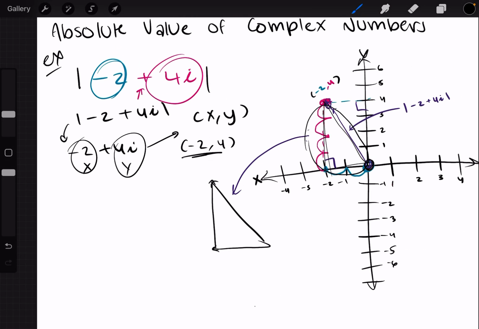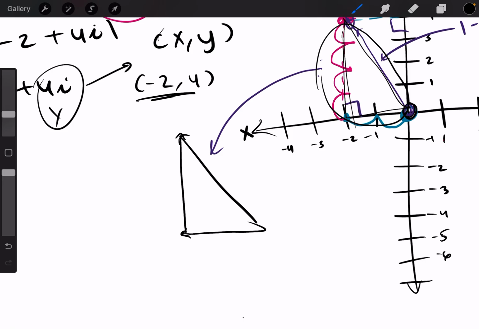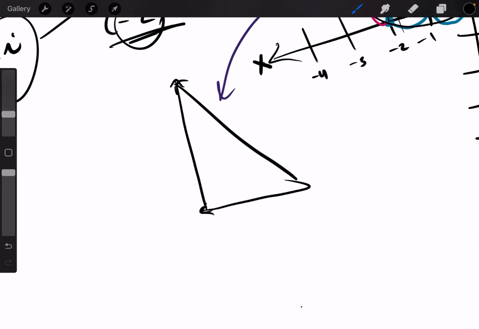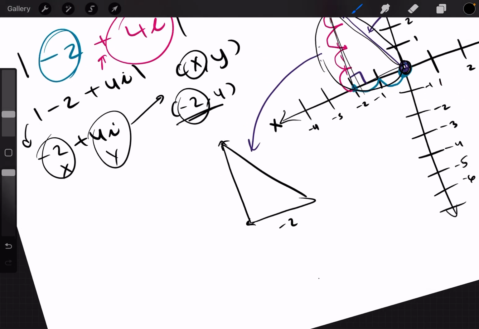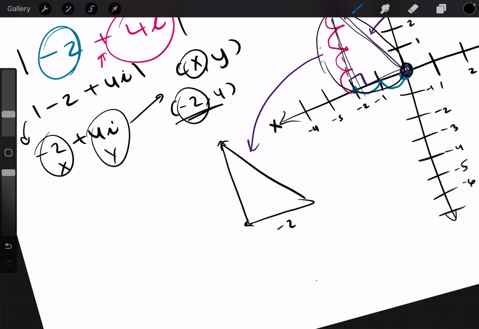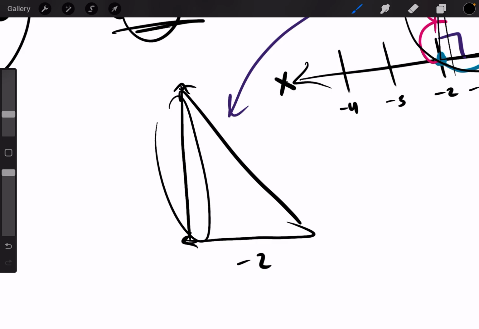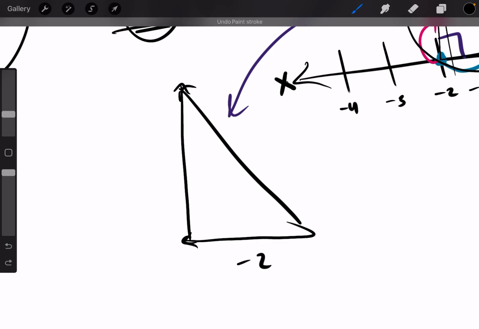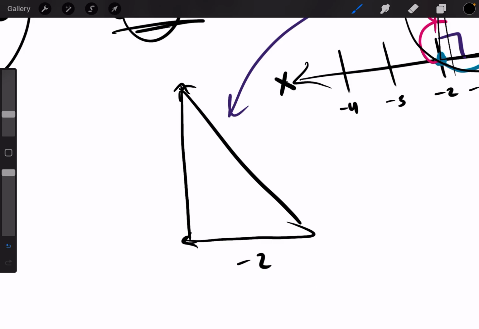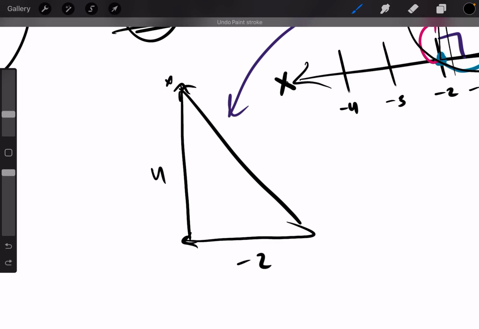Well, this is the x-axis and y-axis, and of course our x is -2, so this is going to be -2, but since it's a triangle, it is going to be positive. You'll see why, I'll explain it later. And then over here, this vertical line is going to be 4, because it's basically a y, you know, it's going up.